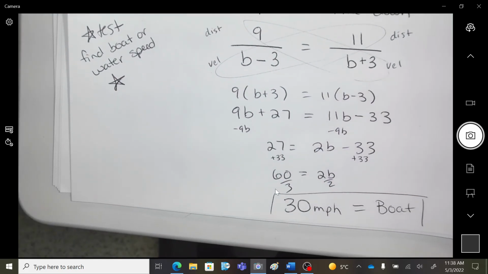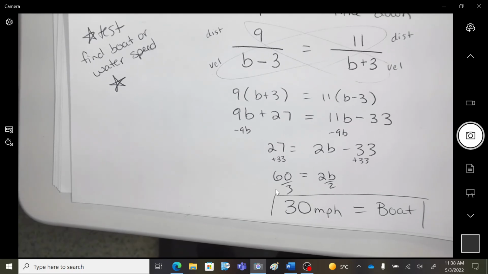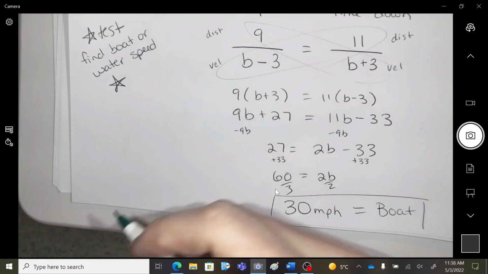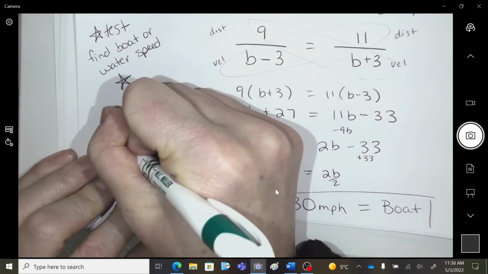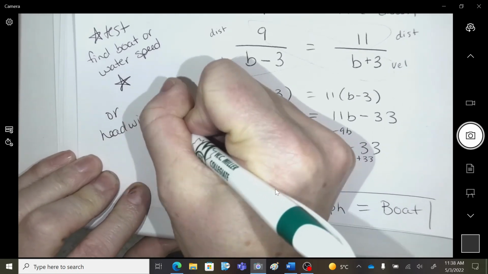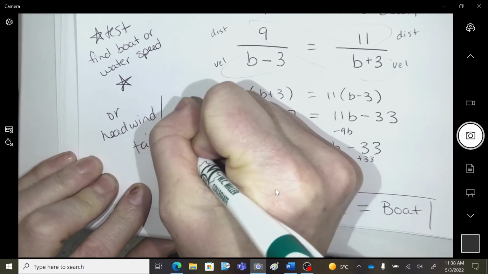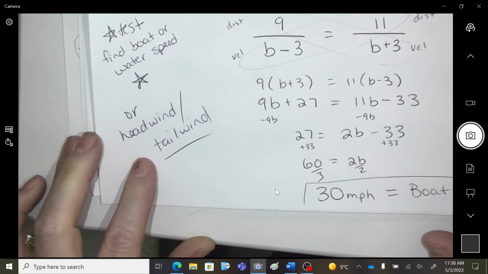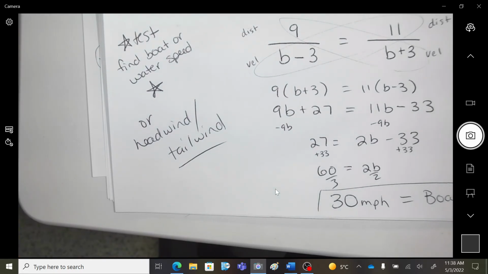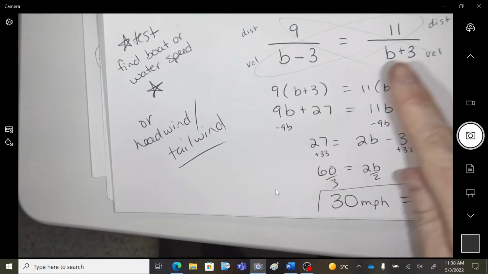Or you might see this question with not water, but an airplane or a bike, which is headwind, tailwind. Same idea, right? Headwind and tailwind is the same as upstream, downstream. Okay, so those are the variations on this type of question, but it's almost the same.